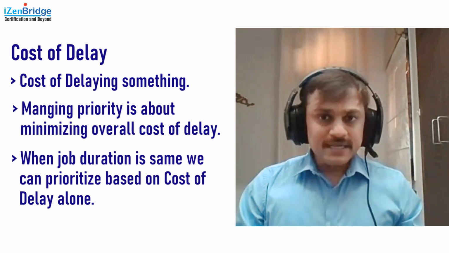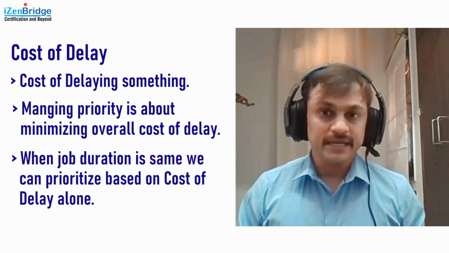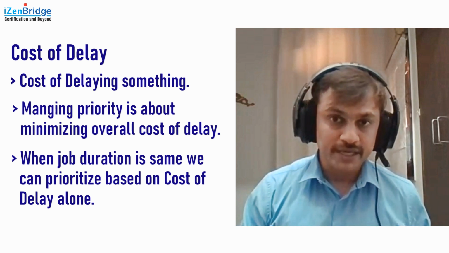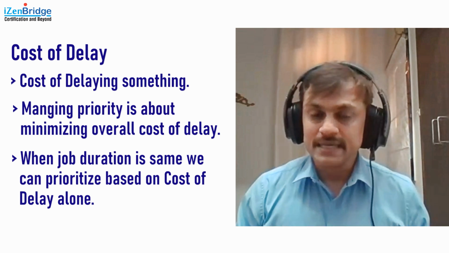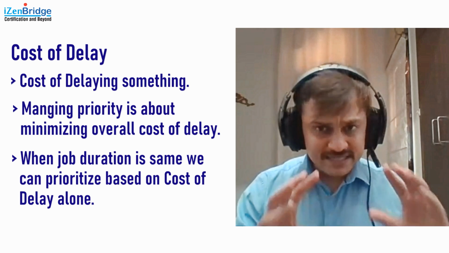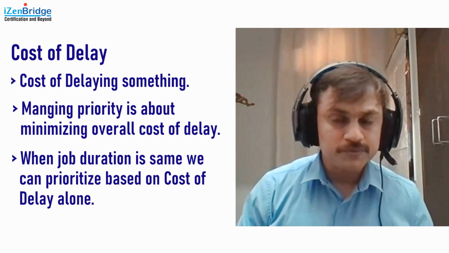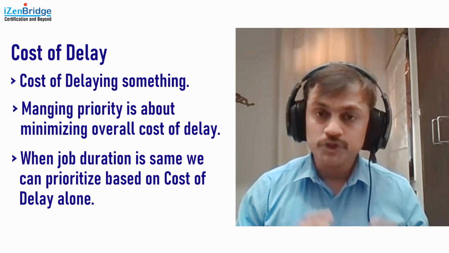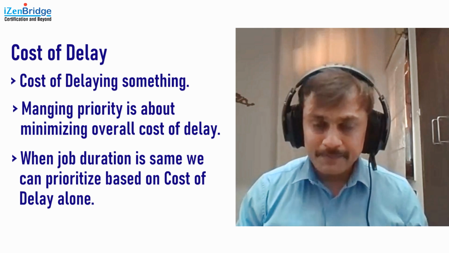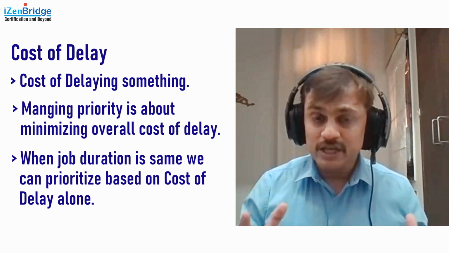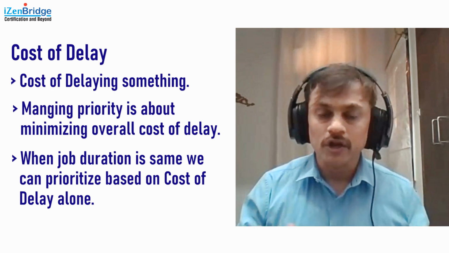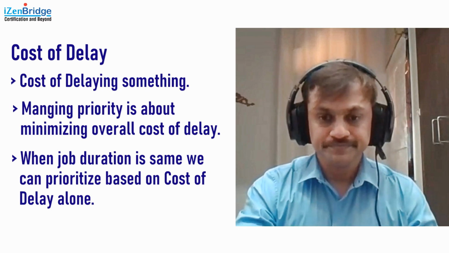So when the job sizes are the same, it's easy because we can just estimate the cost of delay and prioritize based on that. But what if the job sizes are different? Now let's take an example of 3 jobs where job sizes are different, and we will observe how using WSJF can help us in maximizing economic benefit by minimizing overall cost of delay.